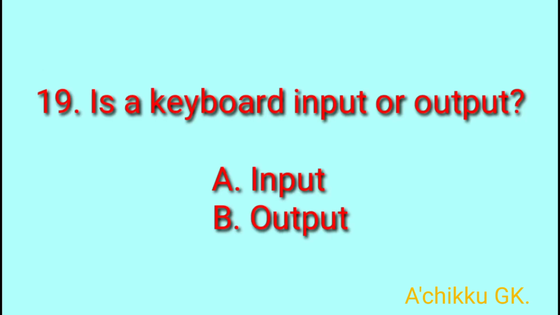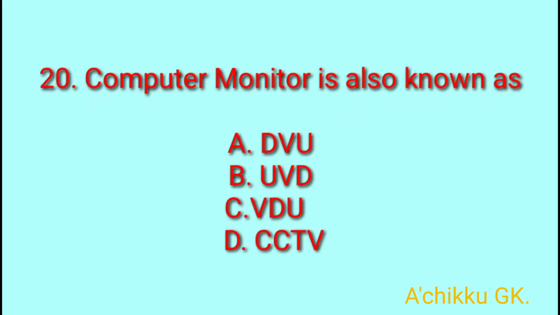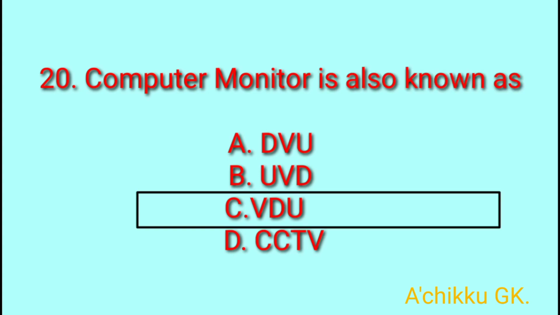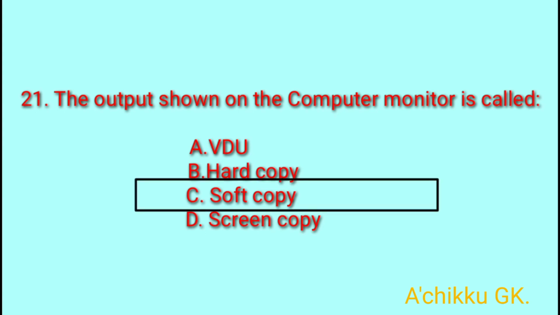Is a keyboard input or output? Right answer A. Input. Computer monitor is also known as? Correct answer C. VDU. The output shown on the computer monitor is called? Correct answer C. Soft copy.